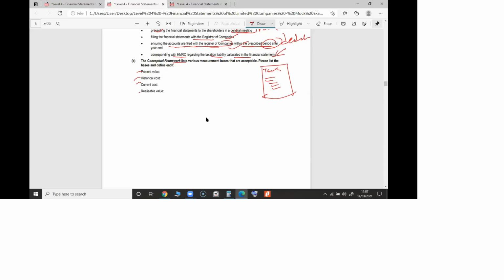Let's see who can give me some of the definitions. The conceptual framework lists various measurement bases that are acceptable. Please list the basis and define it. Now, present value. Tell me something, any keyword. The examiner will be looking for the keyword. If I'm marking your script, I'll be looking for the keyword. What is the keyword for present value? Write me, please.